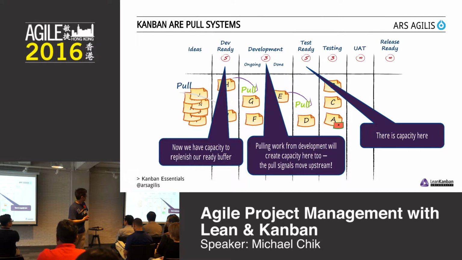So we can see, oh, there's capacity over there in the test ready column. It has a number 5. Currently, there's only 1 ticket in there. So you pull the ticket over. This is one of the reasons why we call it a pull system. You pull it over. Oh, now there's capacity there. We have free capacity for 1 more ticket. We pull it over. And there's capacity there, so we pull more tickets over. This is roughly how the dynamics of Kanban work.